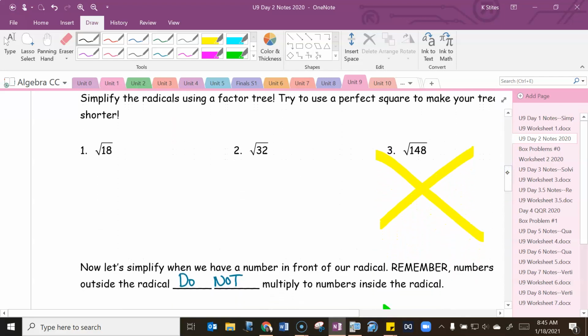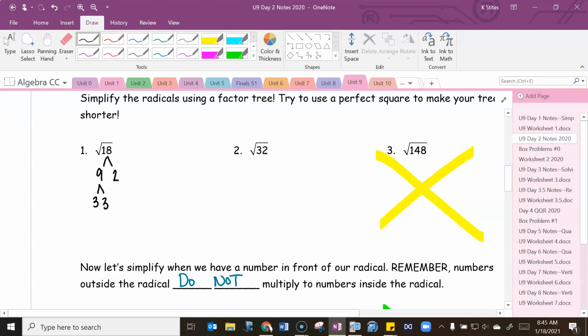So we're just going to re-practice how to do a factor tree with number 1 and number 2. Remember, you can use any numbers you want as long as they multiply to the inside number. So I'm going to go ahead and use 9 and 2. You're going to find if you use a perfect square, it usually makes your factor tree a lot shorter. So that's why I'm using 9 times 2 instead of 6 times 3, because 9 is a perfect square.